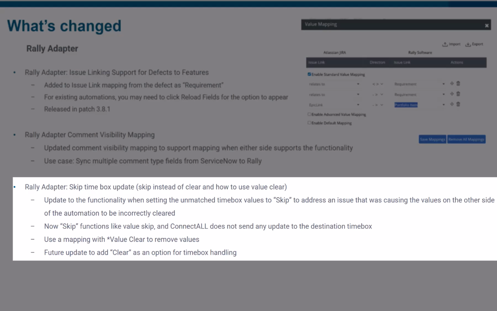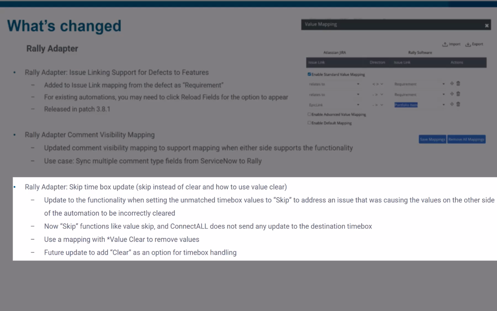And so it was inappropriately clearing fields from the source when they were supposed to be skipped and cleared in Rally. So now this skip function functions like value skip, where it removes it from the payload entirely and no update is sent to the destination time box. This can be accomplished now with value clear, where you can set mappings to value clear if you need to remove that on the Rally side.